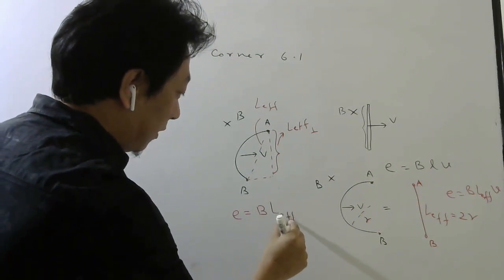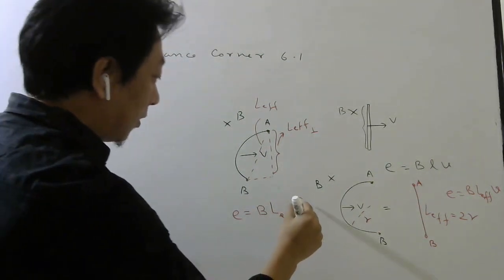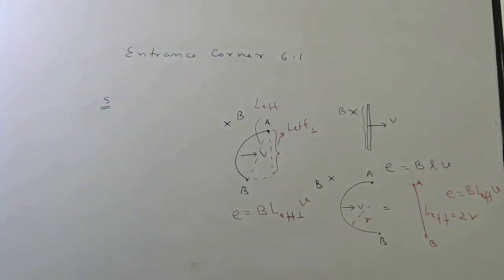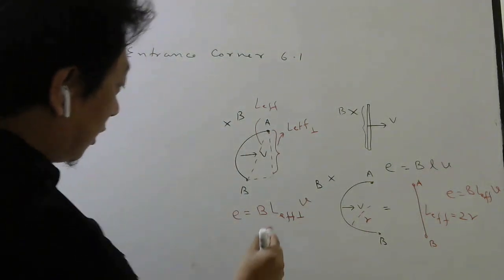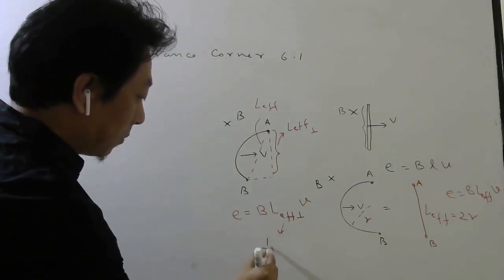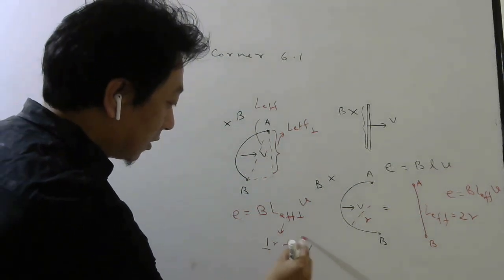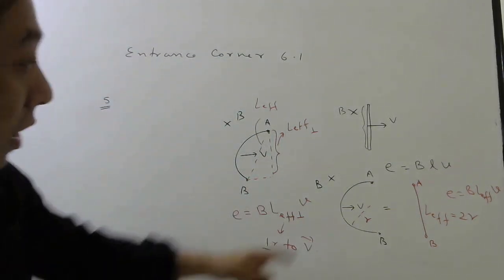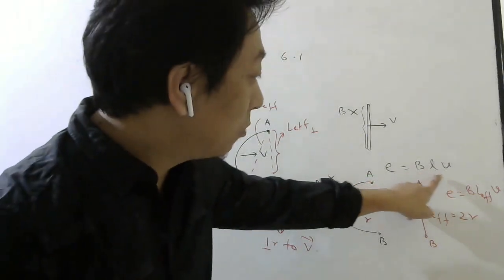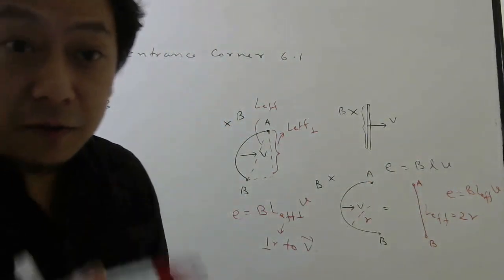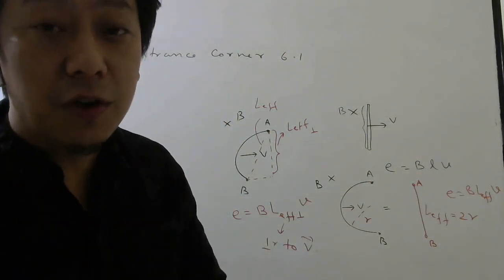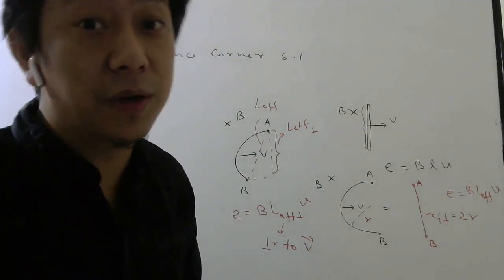B L effective perpendicular component into velocity. Again, when I write perpendicular component, it means this should be perpendicular to velocity. Because when I write this formula, these three should be mutually perpendicular, right? If one of them is not perpendicular, you have to take the component which is perpendicular.